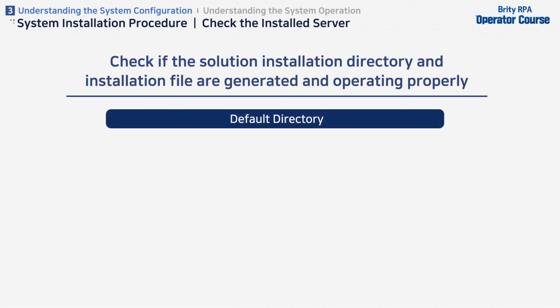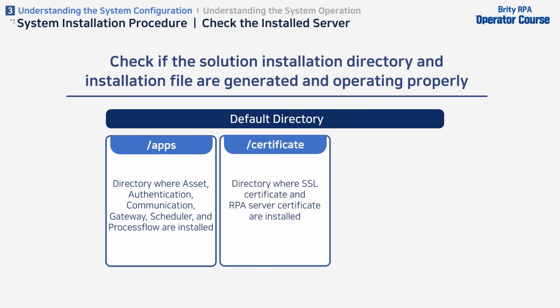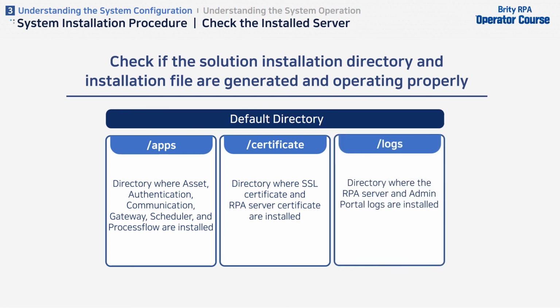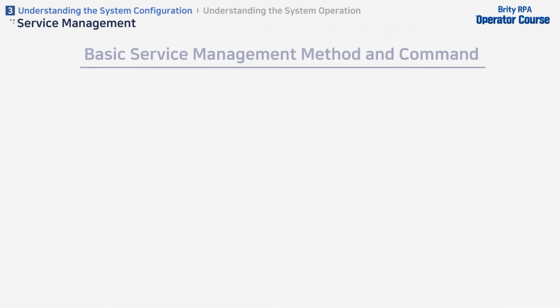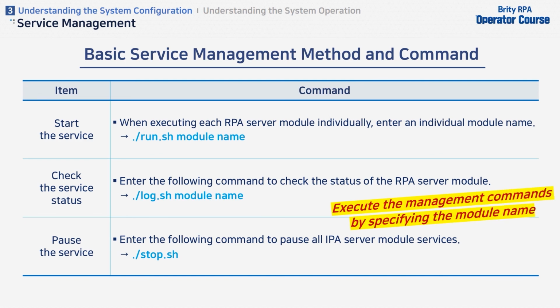The default directory of the installed server consists of apps/AAPS, where asset and authentication are installed, certificate/certificate, where the SSL certificate and RPA server certificate are installed, and /logs, where the RPA server and admin portal logs are installed. The system operator performs basic system administration, such as starting the service, checking its status, and stopping it. Here, individual services of the RPA server are composed of modules, and management commands can be executed by specifying the module name.